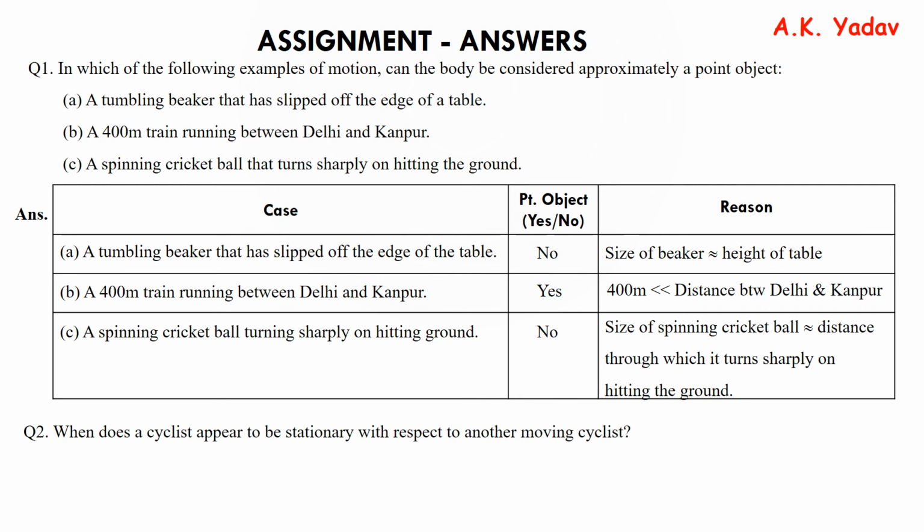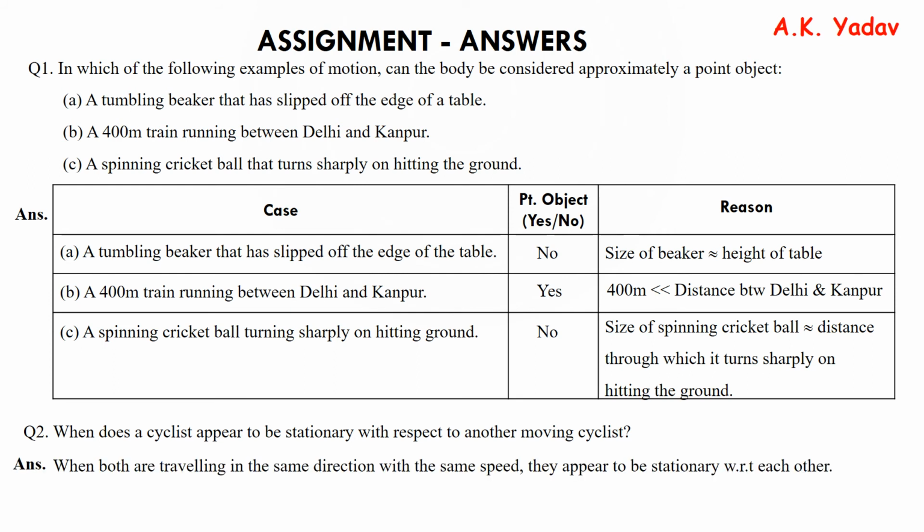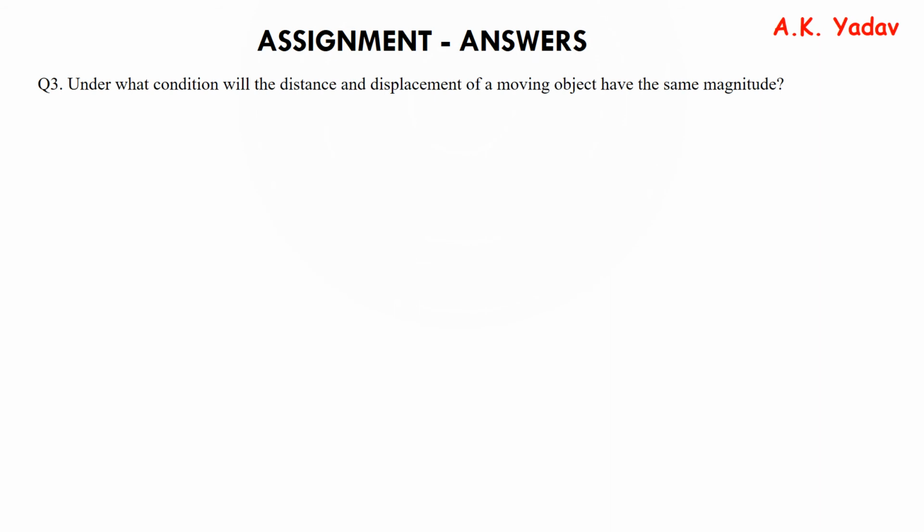Question number 2. When does a cyclist appear to be stationary with respect to another moving cyclist? When both are traveling in the same direction with the same speed, they appear to be stationary with respect to each other. Question number 3. Under what condition will the distance and displacement of a moving object have the same magnitude? The answer is when the object is moving in a straight line in one particular direction only.